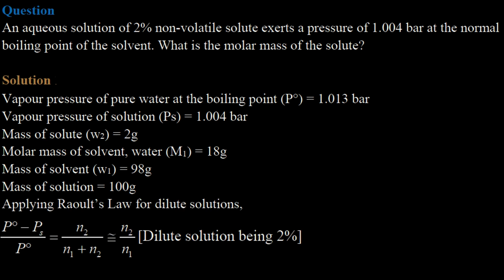So here it is not elevation in boiling point. You are applying the relative lowering of vapor pressure. So applying Raoult's law for dilute solution. Here also, when you are doing the problems, you are actually learning the formula. The relative lowering of vapor pressure is equal to the mole fraction of the solute. So here it is P naught minus Ps divided by P naught is equal to N2 divided by N1 plus N2. Since the solution is very dilute, we can ignore the number of moles of the solute in the denominator part. So it becomes N2 by N1. So P naught minus Ps divided by P naught is equal to N2 divided by N1.